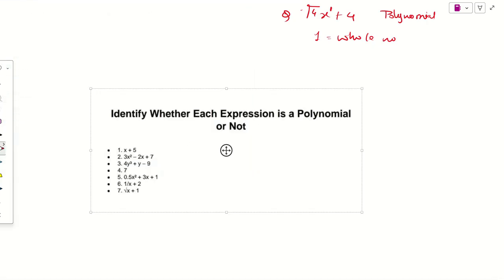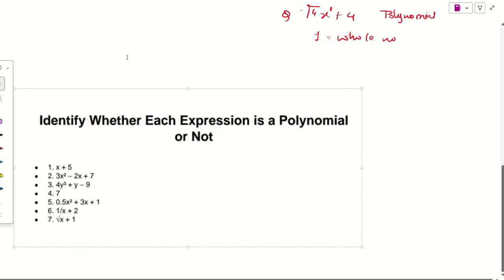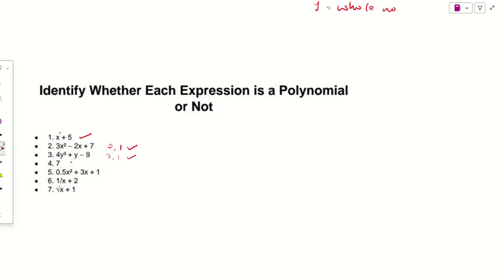Okay, so here, can you tell me, is it a polynomial or not? Tell me first. Is the first one a polynomial? Yes, because the exponent is 1, right? And is the second a polynomial? Yes, because here the exponents are 2 and 1. They are both whole numbers. Here, can you tell me, is it a polynomial? Yes, because 3 and 1 are whole numbers.